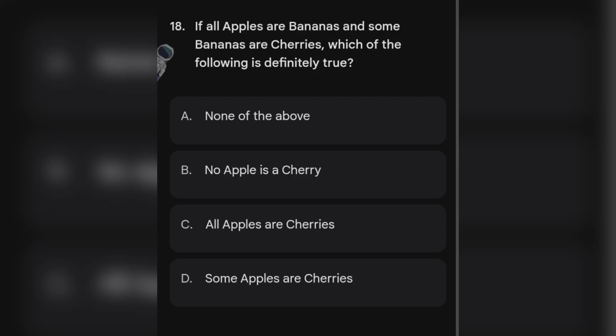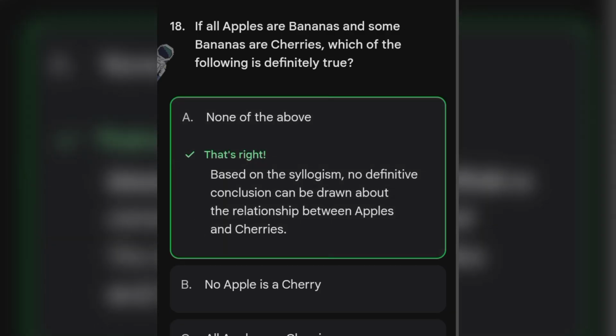If all apples are bananas and some bananas are cherries, which one of the following is definitely true? All apples are bananas, means B is a subset of A, whereas C is a small part which contains B. So all apples are cherries? No. No apples are cherries? No. Some apples are cherries? No. None of the above. Yes, because as we see, when we draw the chart, we can easily understand.